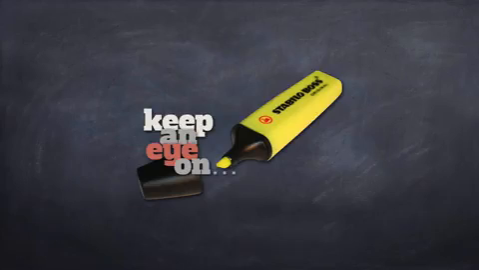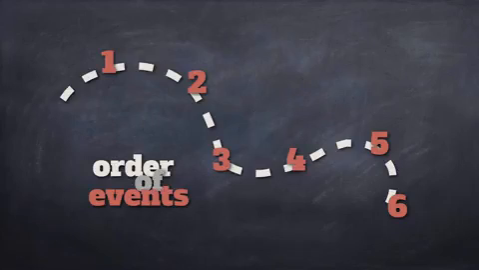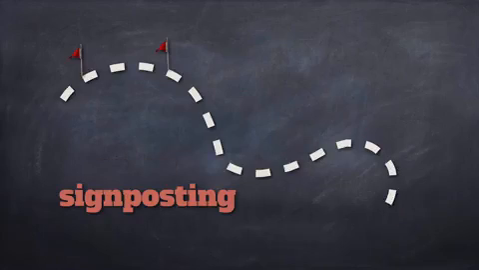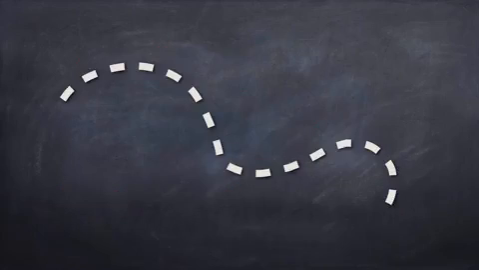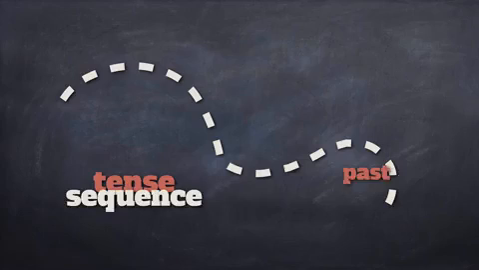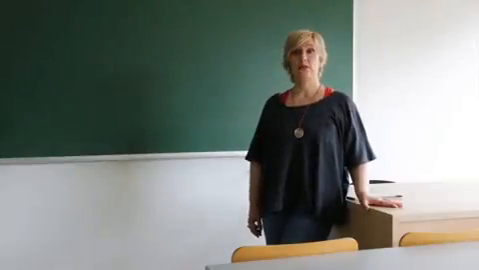There are a few things we need to pay attention to when describing processes. The first one is the order of events, which we need to make clear and explicit by means of signposting language. The second is tense sequences. Let's first take a look at signposting.